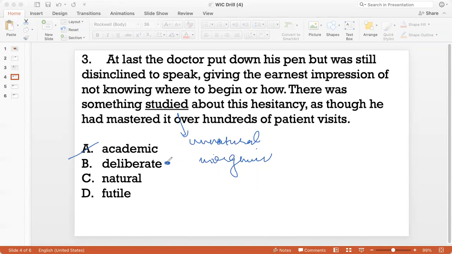Natural. So obviously I'm looking for unnatural. I'm looking for the opposite of this, so it can't be C. And futile. Futile is something that doesn't serve any purpose, something that's kind of wasted and that doesn't fit the context. So the best answer here would be deliberate. There was something deliberate. There was something studied. There was something not quite organic about the doctor's hesitancy.